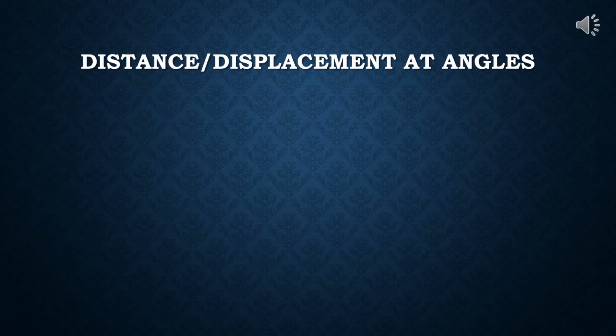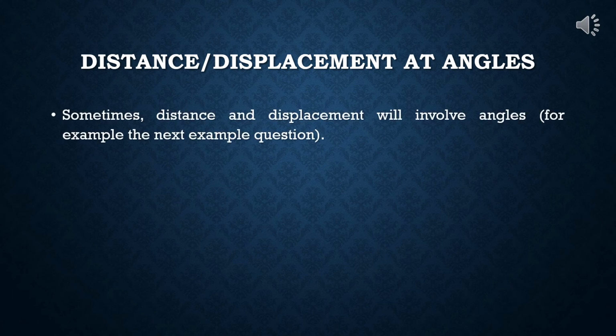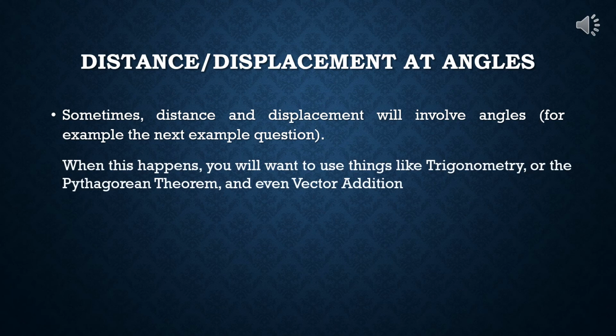Other examples, though, might not just be straight vertically or straight horizontally. Some might involve angles or multiple directions, in which you might want to use things like trigonometry, or the Pythagorean theorem, or even vector addition. To do these, you would typically want to split the distance or displacement into a vertical and horizontal component. However, these things are mentioned in a future video. Nonetheless, let's look at a diagram mentioned previously that we can add on to now.